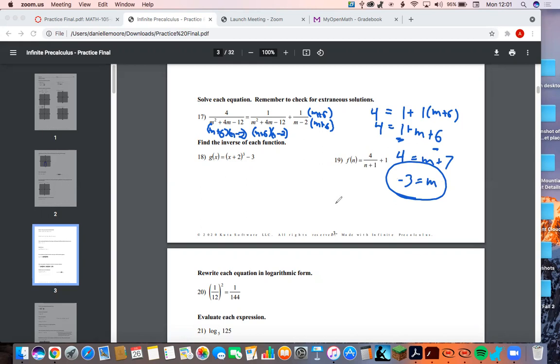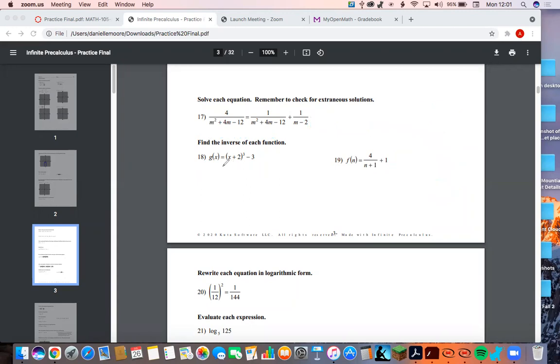It looks like we're okay, because the only bad news answers would be positive 2, which would make m minus 2 bad news, and negative 6, which would make m plus 6 bad news. So negative 3 is not bad news, so we can keep it. Looks like we got a good solution. Okay, that's my take on that one.